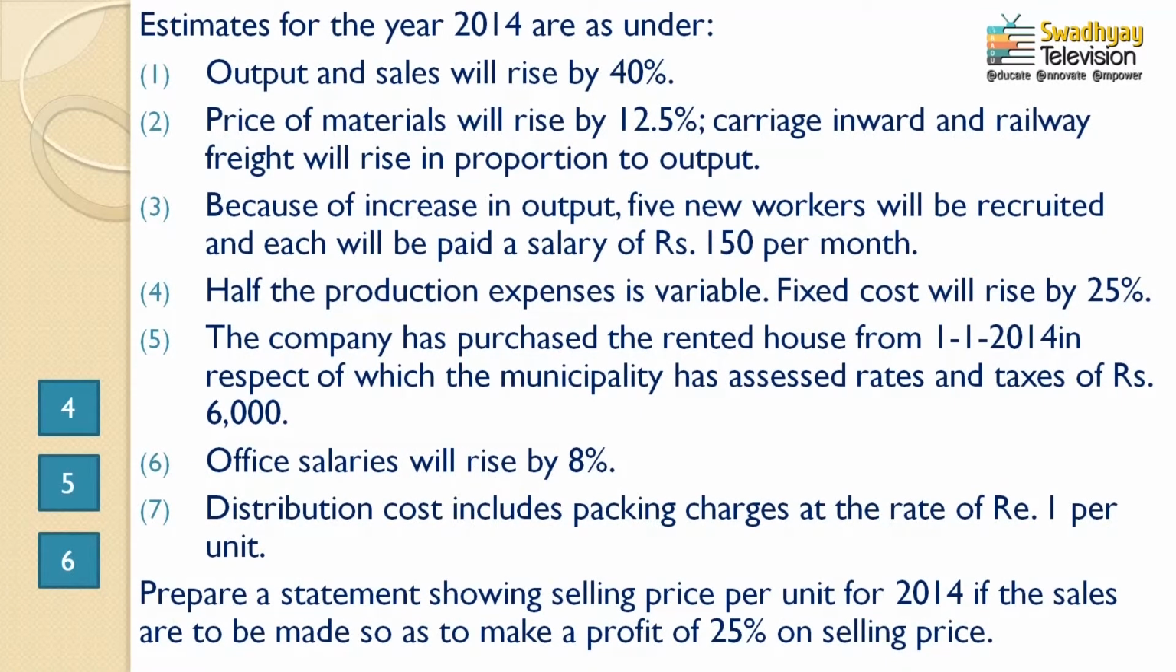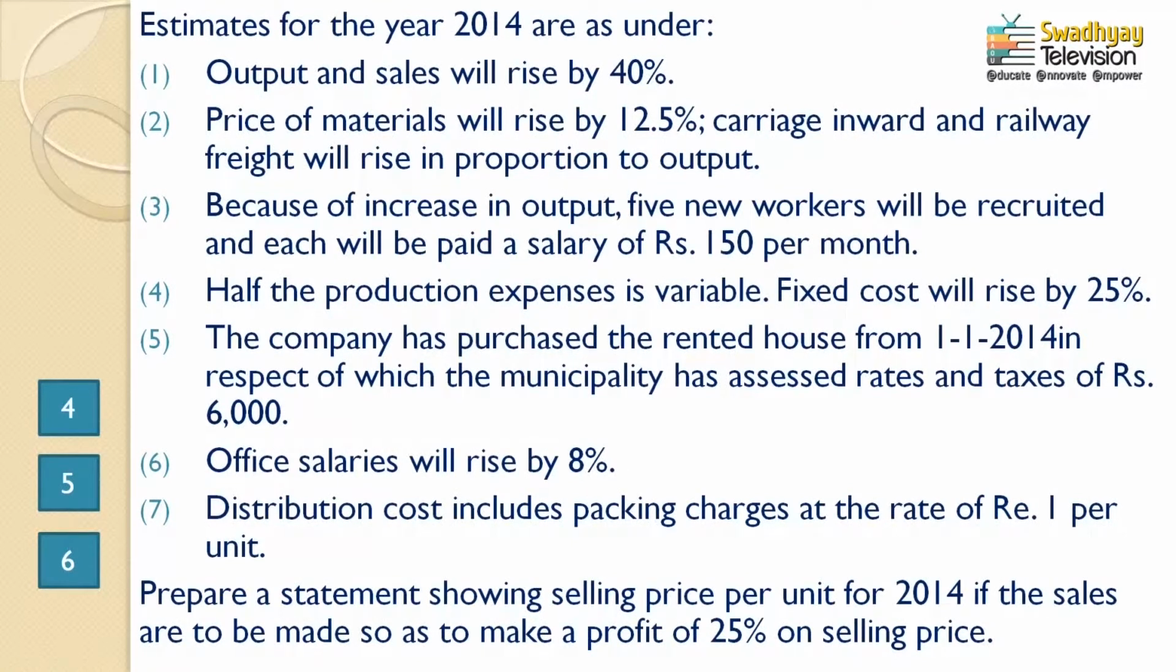It would affect the amount of productive wages, direct wages. So direct wages is also going to change because they have recruited new people in the factory premises, and their salary would be incurred more, and on the basis of that the productive wages would change. Then half of the production expenses is variable, the remaining half would be a fixed cost. In the last year the total amount of production expenses was given in the trading account, but in this year the production expenses would be divided, a certain amount incurred on a fixed basis and the other on a variable basis.